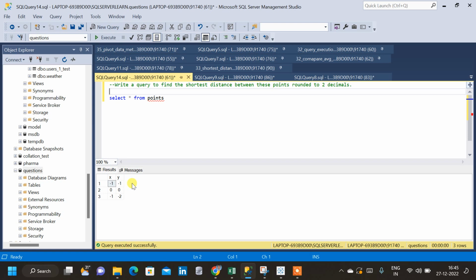So for that we will be using three concepts in the video. The first is cross join. The second is a function called power. The third is SQRT, which is square root. So using these three we will be able to solve the query. We will start with the cross join, because we have to cross join the points table with the same table and create a new table.